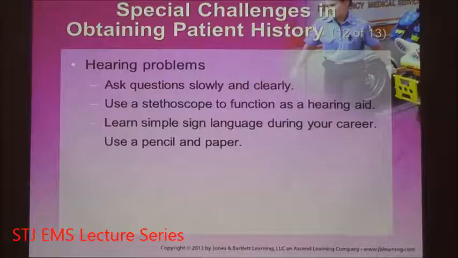With hearing problems, talk right next to the patient, face to face. Talk slowly and articulate your words so they can read your lips, or write down questions and have them answer.